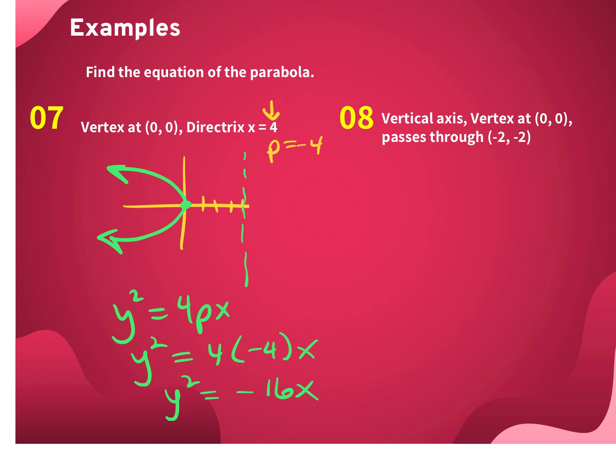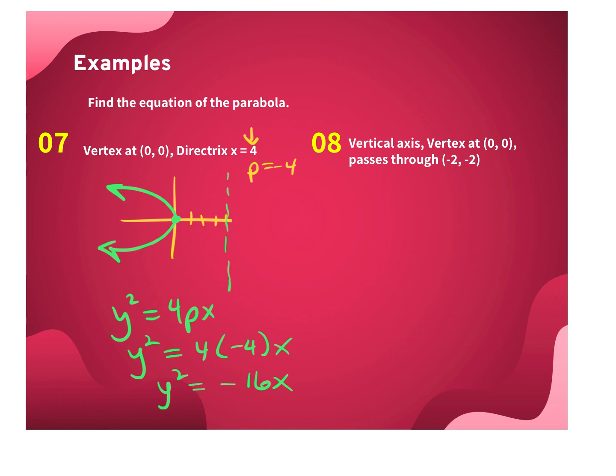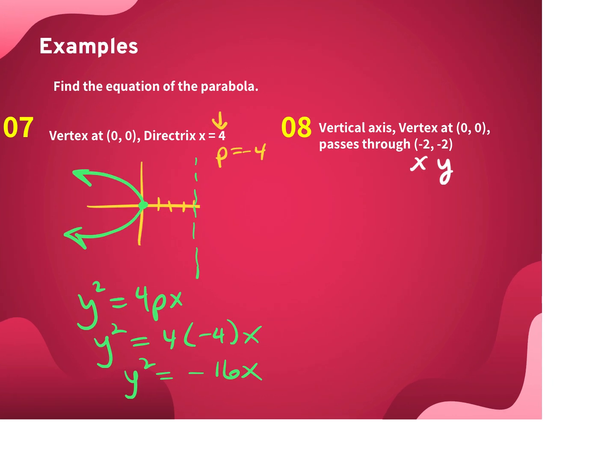Now here's another one where it's telling us it's going through a specific ordered pair. So remember, this is x, this is y when it's a point. So let's give ourselves a visual. 0, 0. And then the ordered pair, -2, -2, is going to be right here. So my parabola is going like this, and it says it's going with the vertical axis. So that means it's going to be up and down. So it's going to be the upside down U. So my equation I'm filling in is x squared equals 4py.